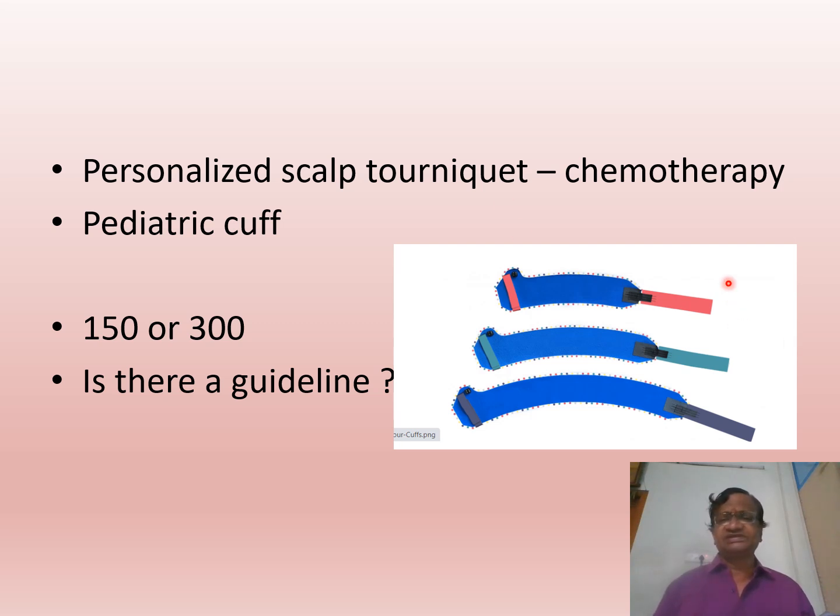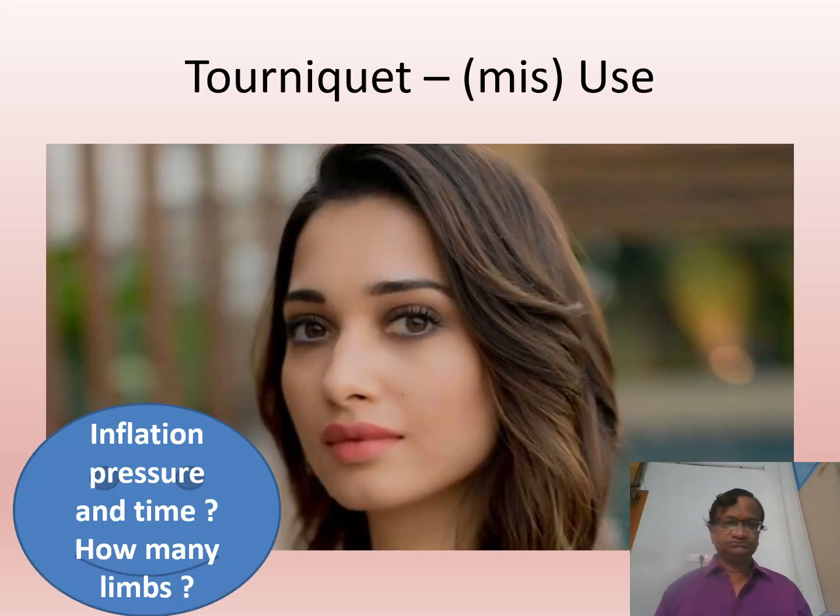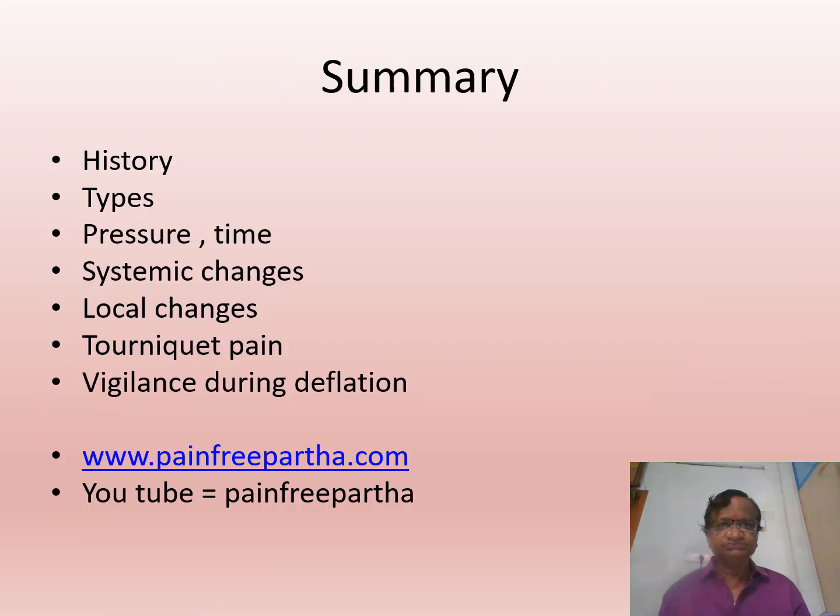There is use of personalized scalp tourniquets and pediatric cuffs for chemotherapy. There are a lot of misuses: inflation, pressure, and time. How many limbs? Very important. Fast inflation. The pressure should be LOP plus 40. Time should be 1 hour. How many limbs are we inflating? This should be in our mind, the anesthetist's mind.